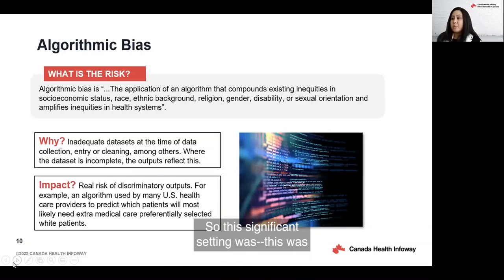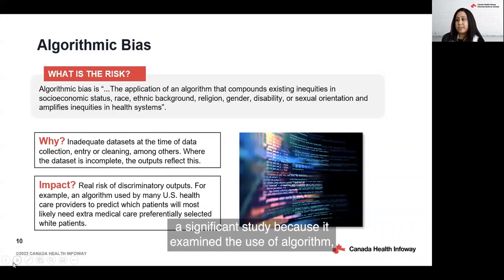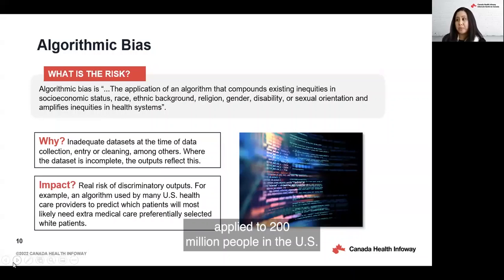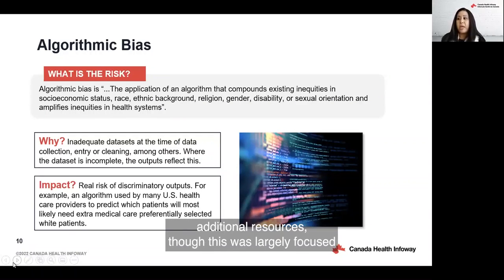This was a significant study because it examined the use of an algorithm, a prediction tool that by rough estimates was applied to 200 million people in the US every year. Large health systems and payers look to this algorithm to target high-risk management patients. For these patients, they would be referred to programs that help to improve the care by providing additional resources. This was largely focused on improving outcomes while reducing costs.